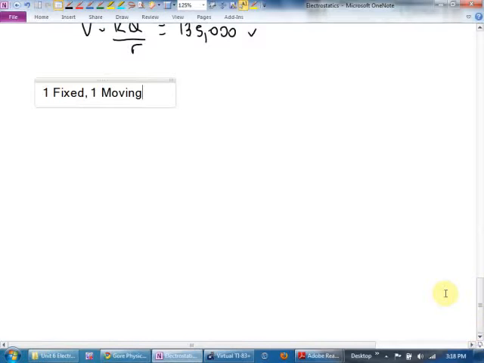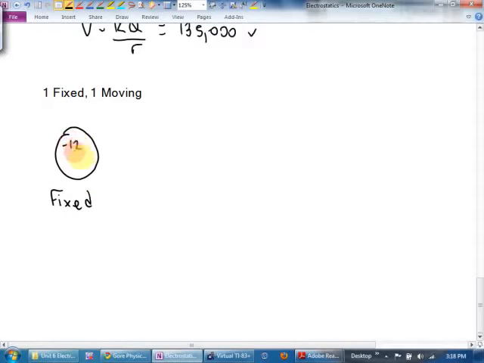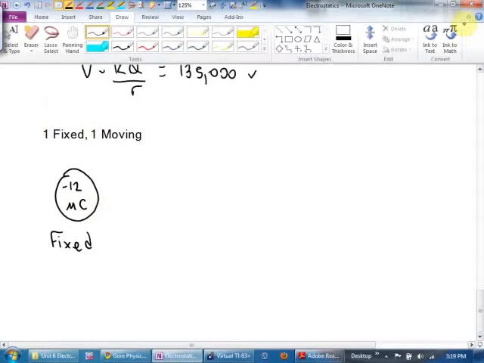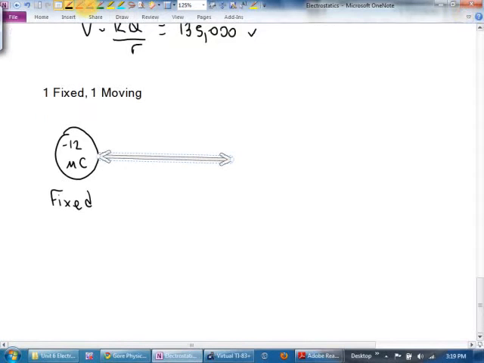So, here is our fixed charge, and we're going to make it negative 12 microcoulomb. And we're going to start out right there. And we're going to have a little tiny charge Q equals negative 2 microcoulombs.